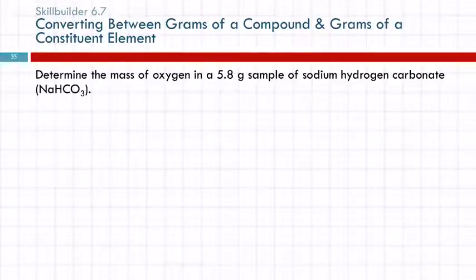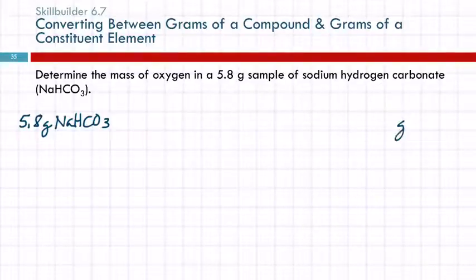Okay, determine the mass of oxygen in a 5.8 gram sample of sodium hydrogen carbonate. We should be able to write the formula for that now. Here it is, sodium, and this is the hydrogen carbonate ion. So if we have mass of a compound and we want mass of an element, we're going to have to use moles in between. So we are given 5.8 grams of sodium hydrogen carbonate, and we want grams of oxygen.